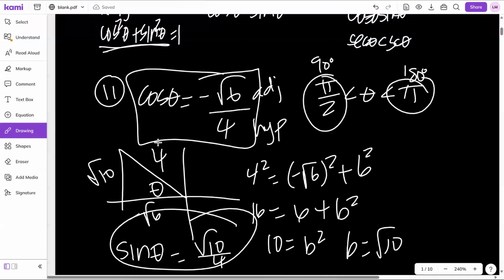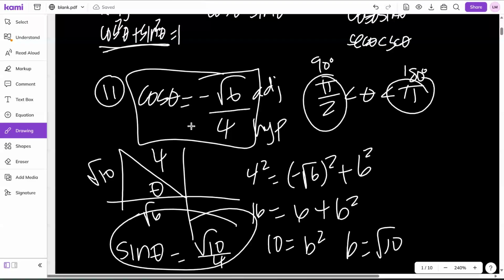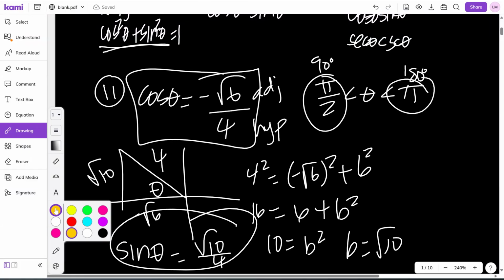All right, number 11. I'm just going to go back and make sure it's recording because that was super annoying. Okay. They gave me cosine theta was negative square root of 6 over 4, and that I'm in quadrant 2. I'm between 90 and 180. I drew my triangle in quadrant 2. I labeled the adjacent side, negative square root of 6.